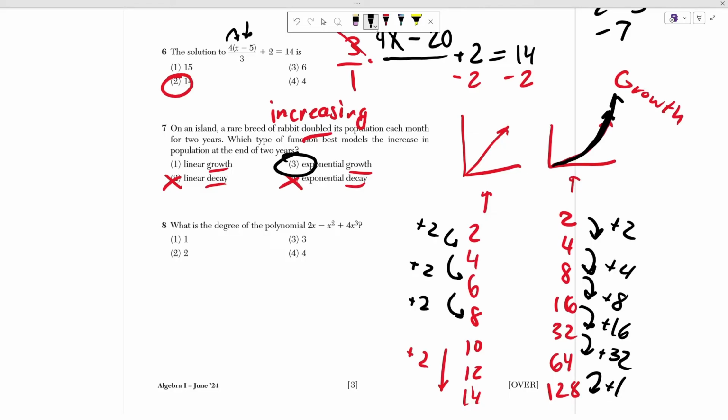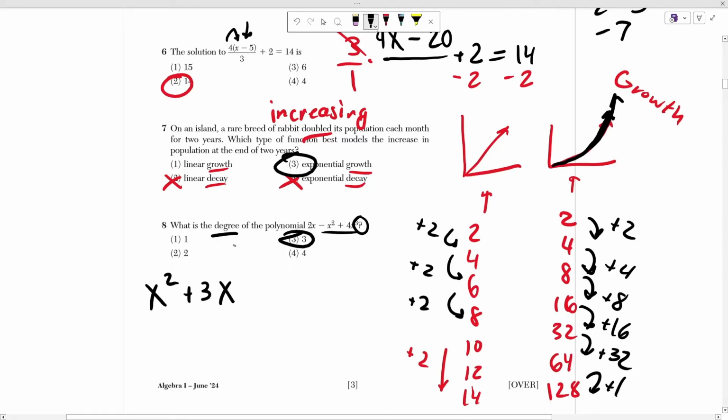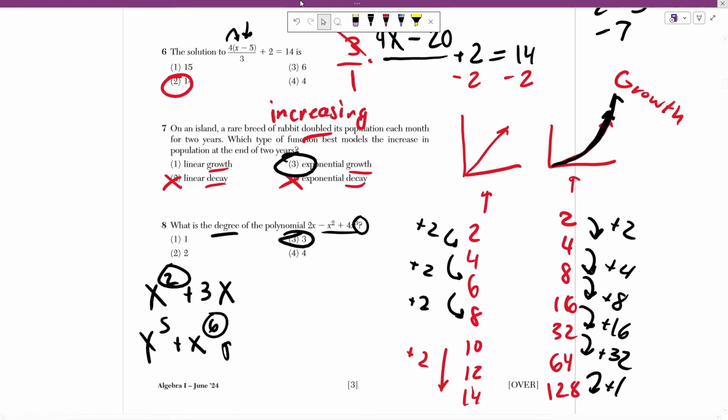It asks us the degree of a polynomial, right? The degree of a polynomial is just the highest power it's being raised to. So the answer here would actually be 3, okay? A polynomial is something that has multiple variables, right? Multiple x values. X squared plus 3x, the degree of this is 2 because the biggest power it's being raised to is 2. The degree of this one, x to the 5th plus x to the 6th, is 6, because the highest number that it's being raised to, or the biggest exponent, is 6, right? The degree is the biggest exponent, okay?